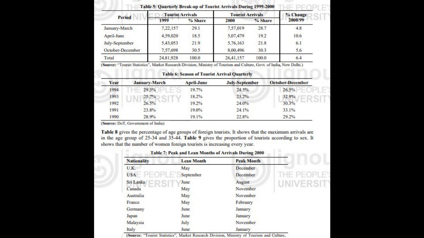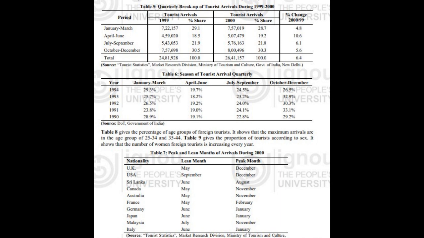It indicates that growth during first quarter was 4.8%, quarter ending June recorded increase of 10.6%, third quarter ending September witnessed an increase of 6.1% and last quarter saw an increase of 5.6% over the corresponding period of previous year. Winter months, first and fourth quarter, and summer months, second and third quarters, recorded arrivals of 59.0% and 41.0%, respectively. Table 5. Quarterly breakup of tourist arrivals during 1999-2000. Table 6. Season of tourist arrival quarterly.